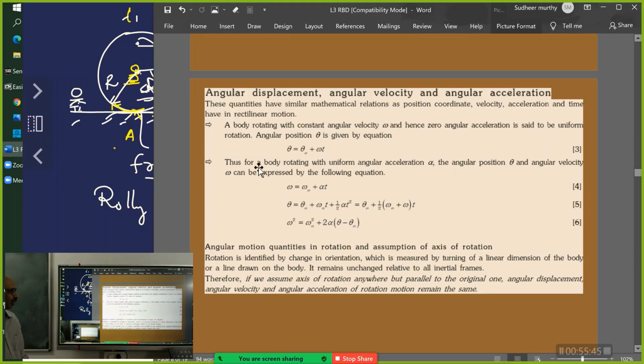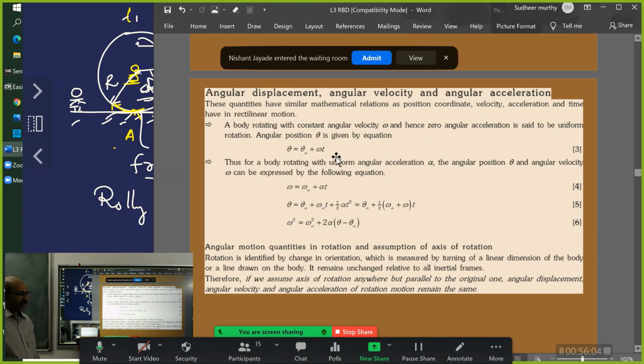Now, one more set of equations, which are all familiar: angular displacement and all. These quantities are similar to the linear ones. So theta is equal to theta naught plus omega t. You remember all this? v is equal to v naught plus at. What is this equation? Theta is equal to theta naught plus omega t.